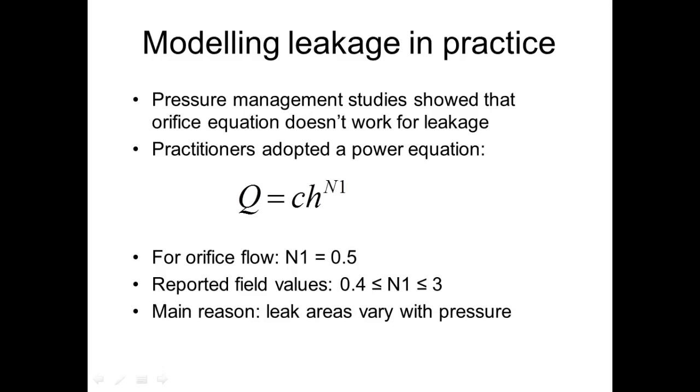So the main reason is that the orifice equation assumes the area of that orifice to be fixed. But in practice, the area of a leak varies with pressure. So there's two combinations. It's a velocity increase, which is proportional to square root of the pressure, and then you've got a bigger area and that combined effect. So we've done a lot of work in understanding that behavior.